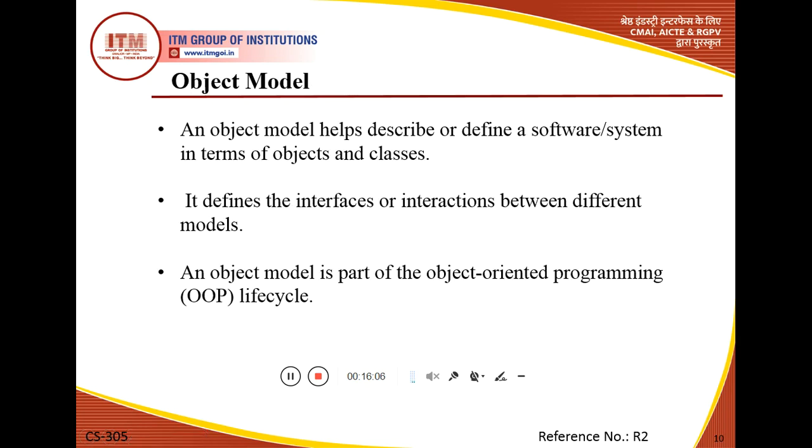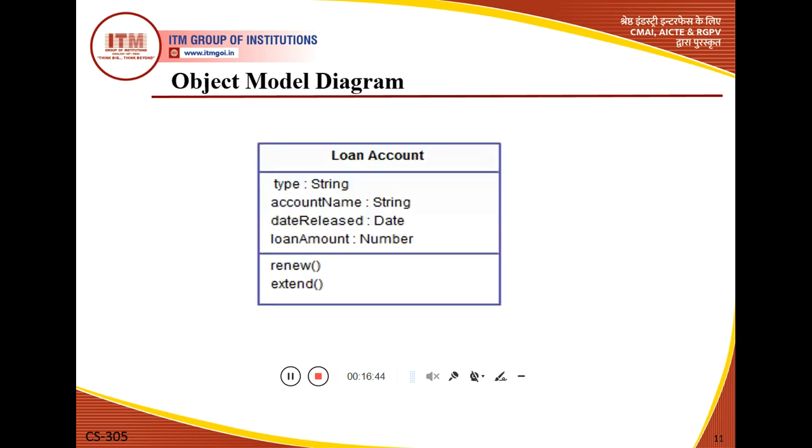Now what do you mean by object model? Basically the object model is the important topic of today's lecture. An object model helps describe or define a software system in terms of objects and classes, and it defines the interfaces or interactions between different types of model, and I already defined the object model in detail. Basically an object model is an important part of the object oriented programming life cycle, because on the basis of object we will create our life cycle of the object oriented programming.